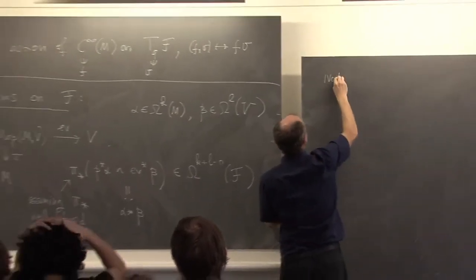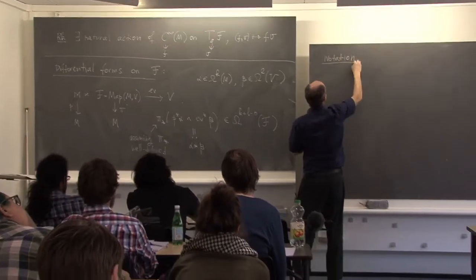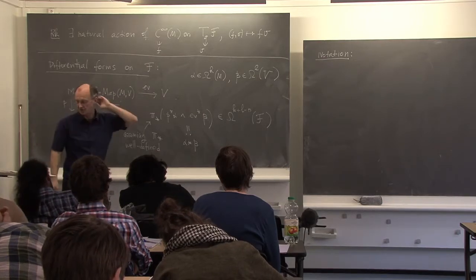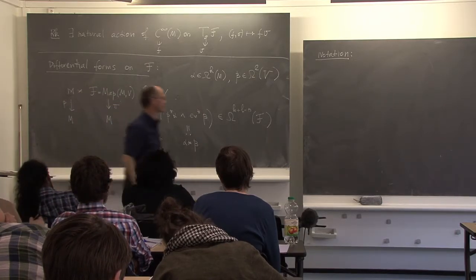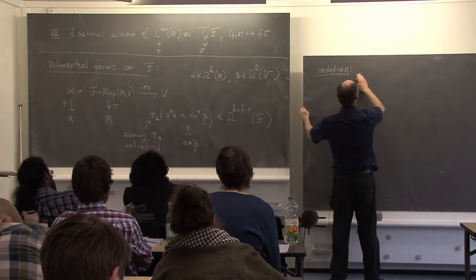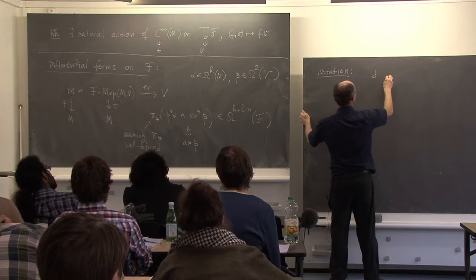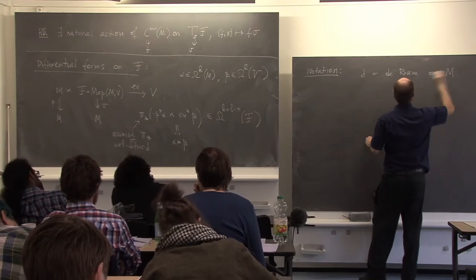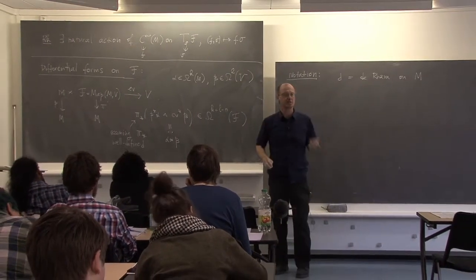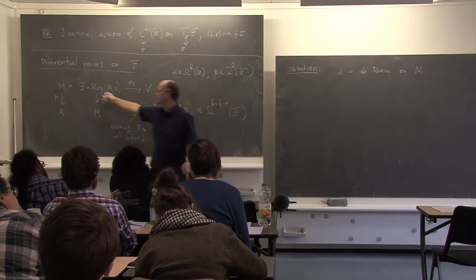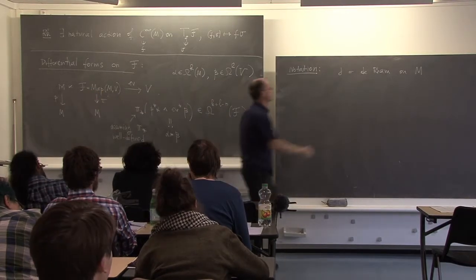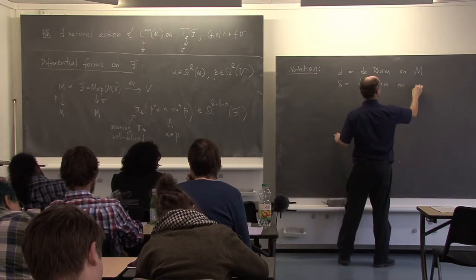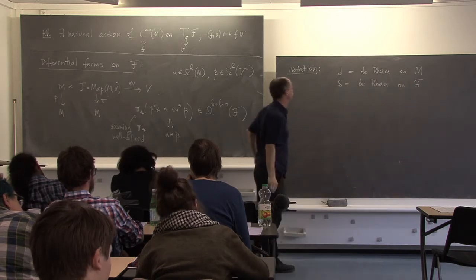So notation. Since we're going to work a lot with this kind of product, perhaps it's good to introduce some somewhat special notation for the parts of the de Rham differential on this space. So let's say d is the de Rham differential on M, and suggestively let's denote by delta the de Rham operator on the space of fields.